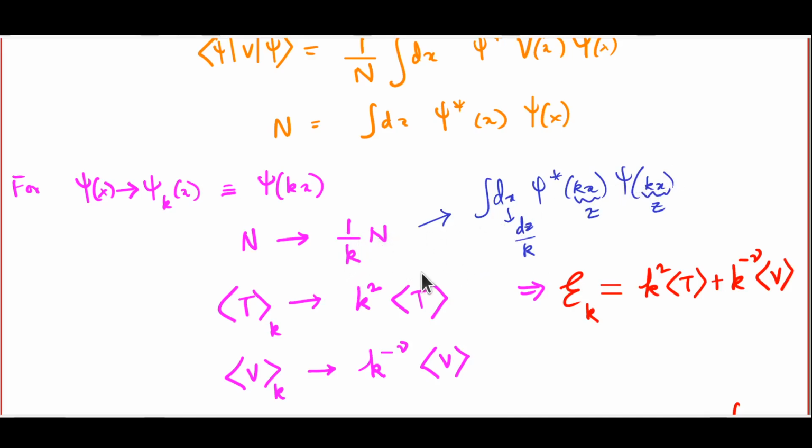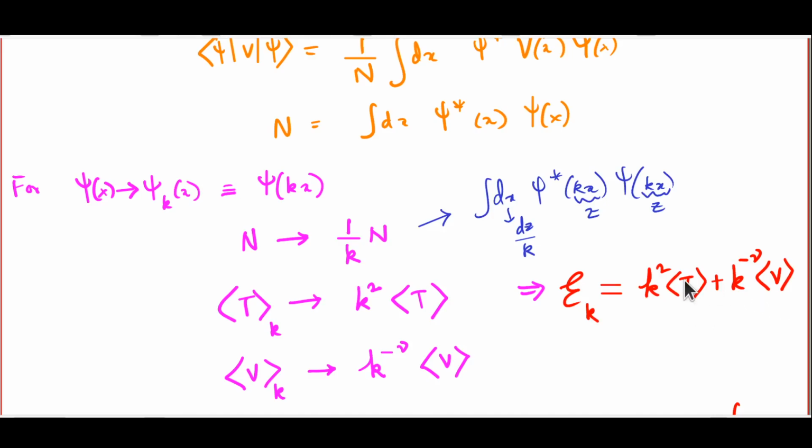It's equally easy to figure out what happens to the kinetic energy and the potential energy expectation values as you change k. The kinetic energy will get an extra factor of k squared, which essentially comes from the two derivatives that you are doing. And the potential energy will get an extra factor of k to the minus nu. Again, something which is pretty simple to figure out. So as a result of doing this, the expectation value of the Hamiltonian will depend on small k, and its dependence will be like this.